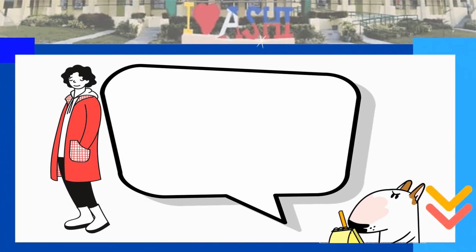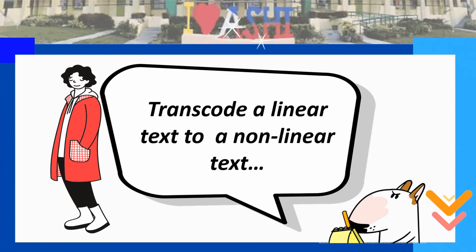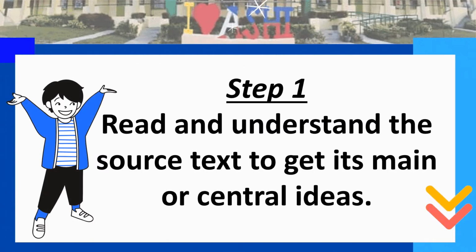Great! Since you are now aware of the differences between linear and nonlinear text, let us now transcode a linear text to a nonlinear text. To transcode a linear text to a nonlinear text, one may follow these steps. Step 1. Read and understand the source text to get its main or central ideas.